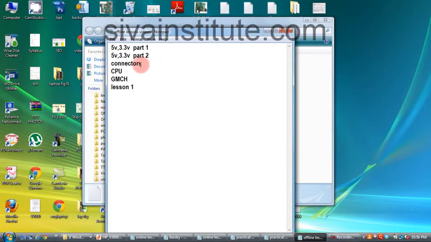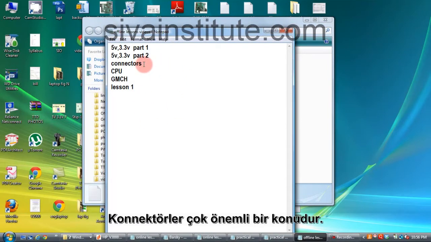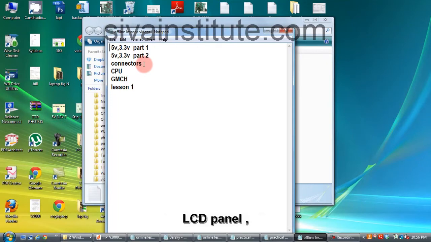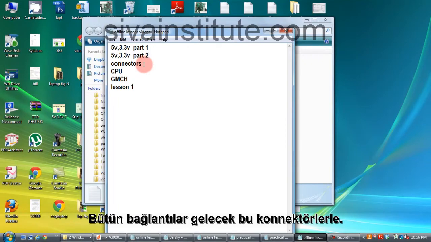see 5 volts and 3 connectors. This is important. How many connectors in laptop motherboard, how to check how many voltages, how to count pin number 1, 2, 3. I will explain all these things in this BGA connector, LCD panel connector, and all connectors, VGA connector, USB connector, and SATA, all connections will come in these connectors.